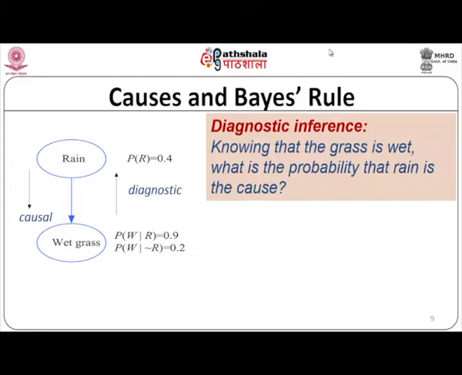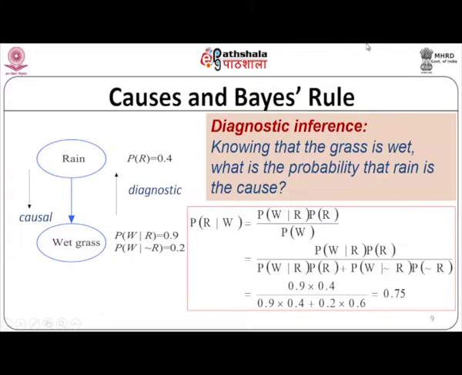This is diagnostic inference, and this is not as straightforward as causal inference. So, let us look at how it is. The probability of rain given wet grass, by Bayes' rule, is the probability of wet grass given rain into the probability of rain, divided by the probability of wet grass.